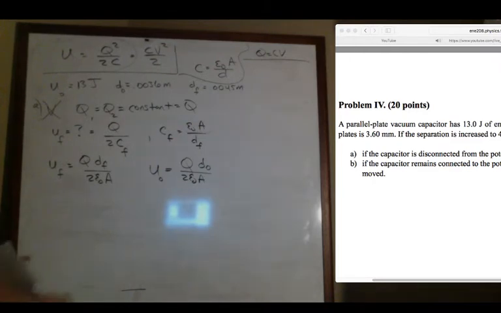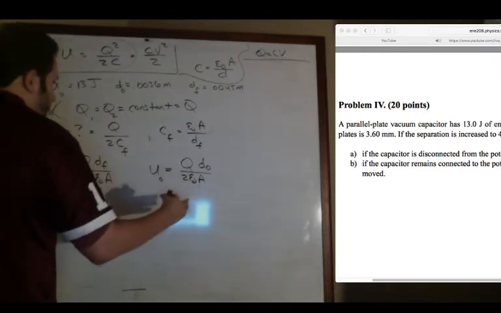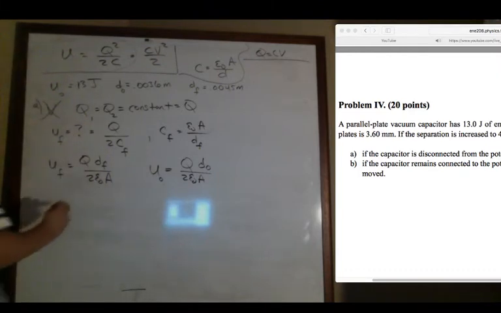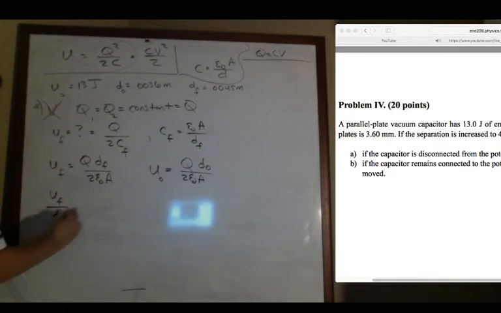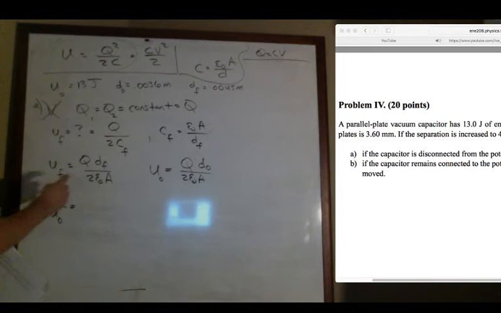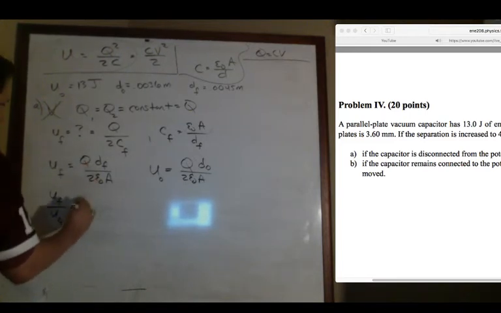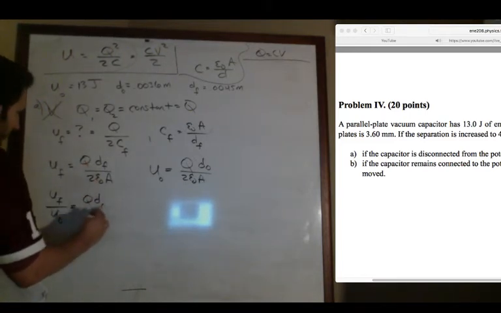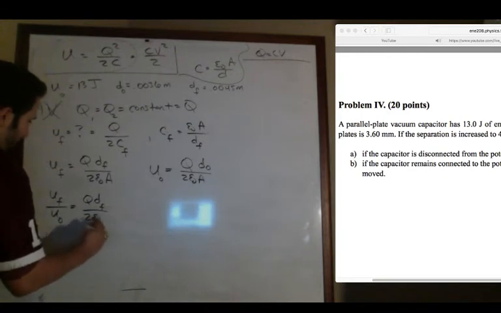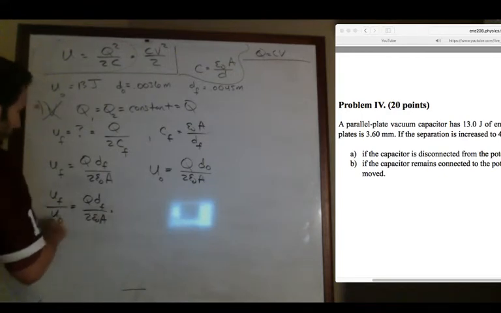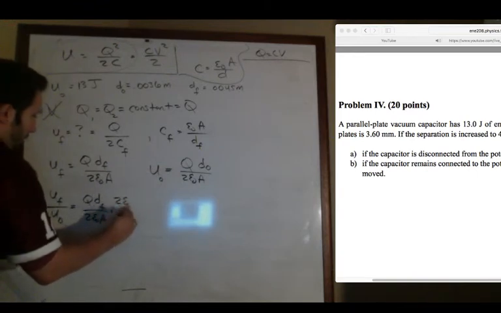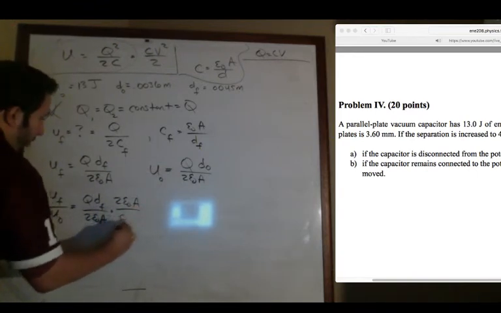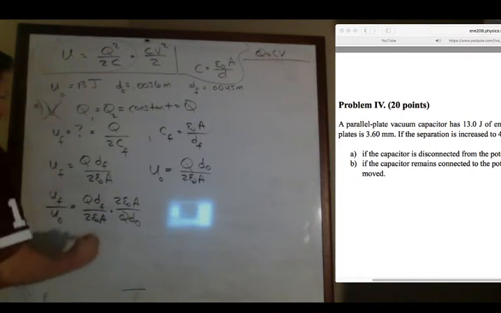And so in order to cancel some of this stuff out, let's get a little creative. What am I looking for? UF. So let's do UF divided by U naught. If I take UF, Q squared dF over 2 epsilon naught A, and divide by a fraction, I multiply by that fraction flipped. So it's 2 epsilon naught A over Q squared d naught. And check this out.